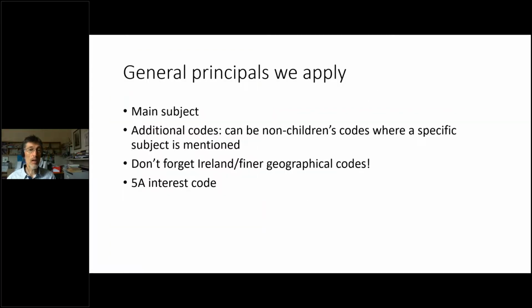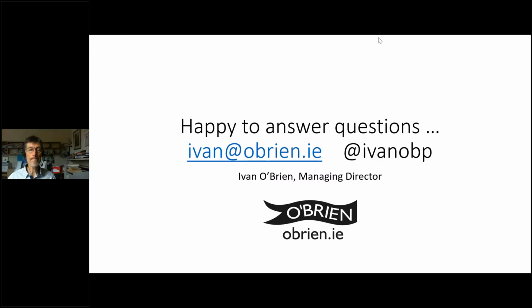As you can see, a lot of attention paid to the main subject and thinking about where we would really like to see it in a bookshop, because that's what drives the main code. Additional codes can be non-children's where specific, but if we explore the tree well enough, it turns out there are a lot more specific codes than I'd realized. And don't forget the finer geographical or interest qualifiers when you can, because they will help in a number of ways. And that is me done. Very happy to answer any questions on any of this, of course.